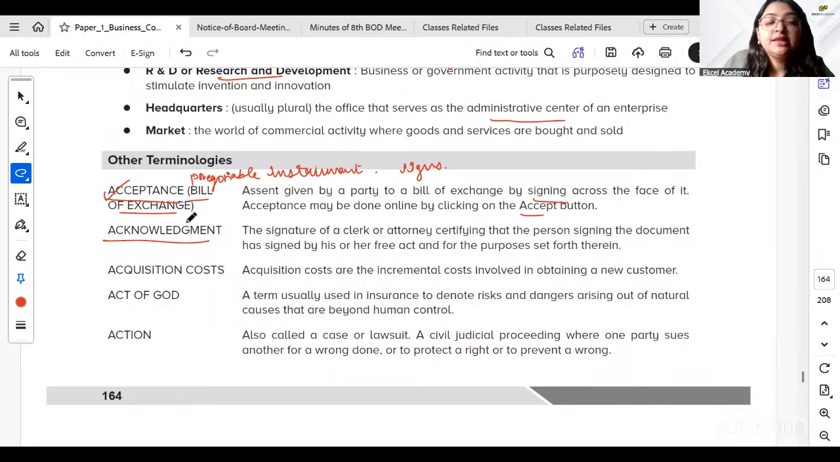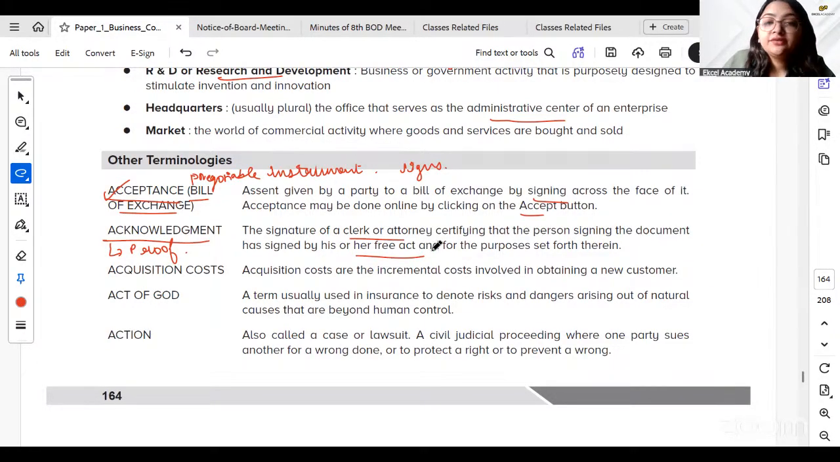Acknowledgement is basically, in layman terms, to tell that yes, this is there. So let's say, for example, you have filed a form. Okay. You will get an acknowledgement. So that is basically a proof. Okay. Acknowledgement is like a proof. So in your business and legal terms, acknowledgement is the signature of a clerk or an attorney certifying that the person signing the document has signed by his free act.